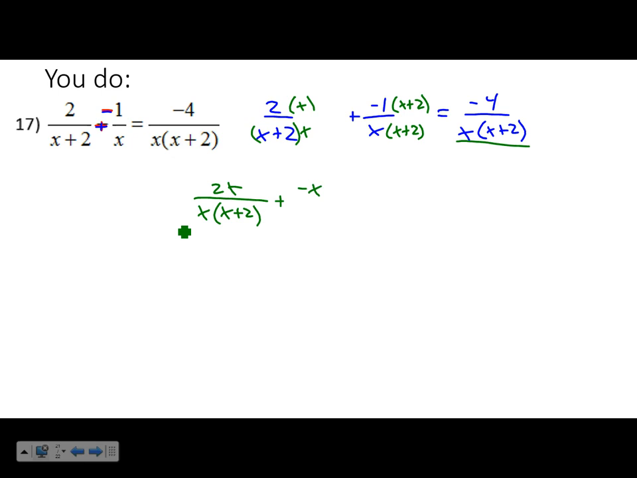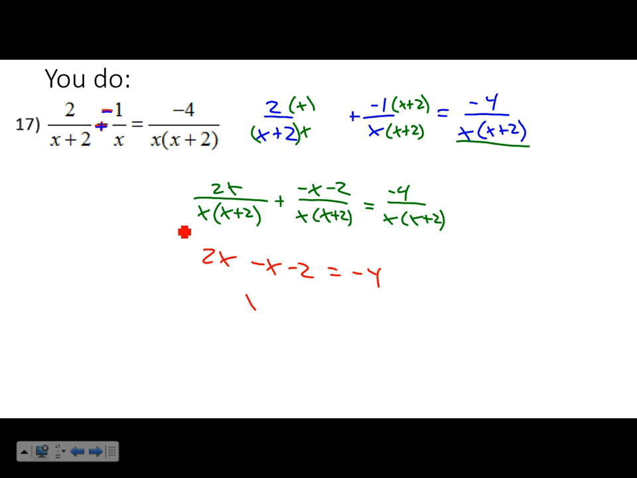Plus negative x minus 2 over x times x plus 2. Multiply that out. And this one didn't change. Negative 4 over x times x plus 2. And like I said, all our denominators match now. That's the whole idea. So we have 2x minus x minus 2 is equal to negative 4.